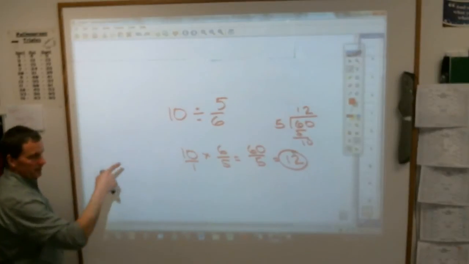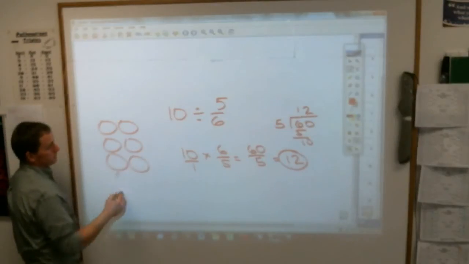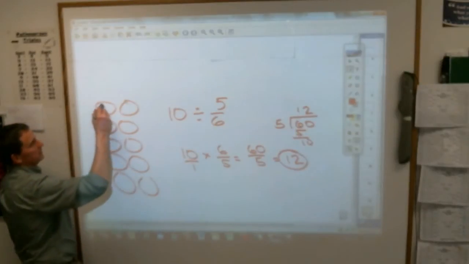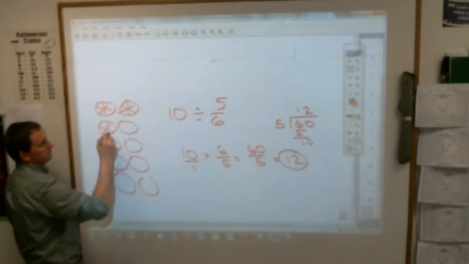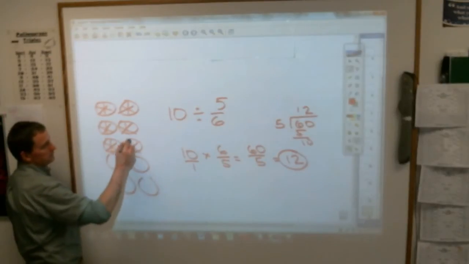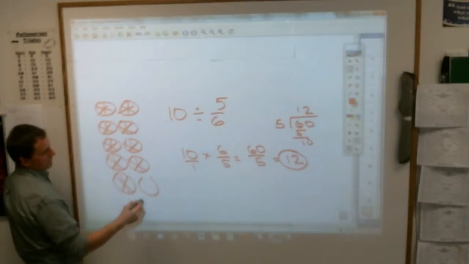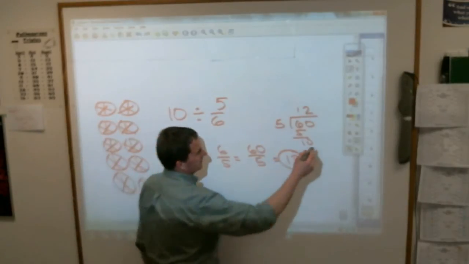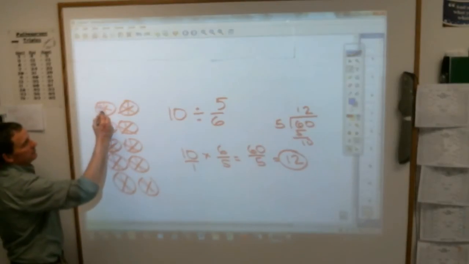Now this one we probably could have done out. You're starting with 10 things, and you're cutting it into 6 pieces each, so it looks something like this. It's going to take a long time to do. And I want to know how many 5/6 I can take out of there. Well, it would look like this. So every 5 of them, I get 1. There's 1, 2, 3, 4, 5.